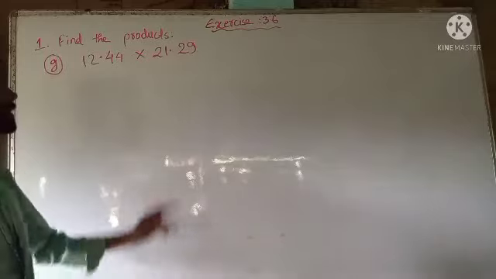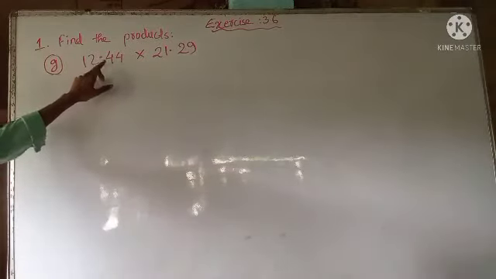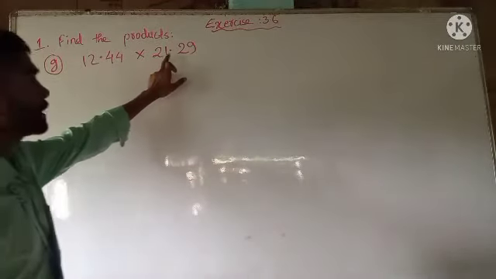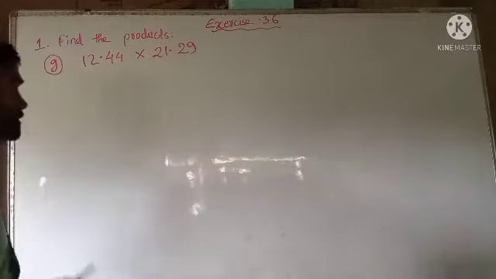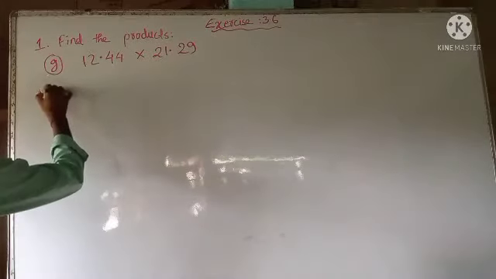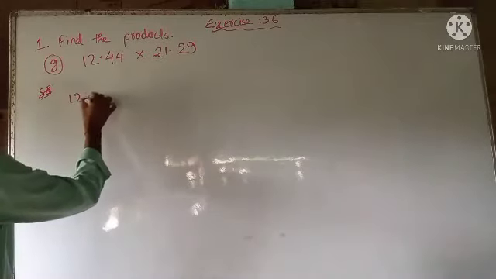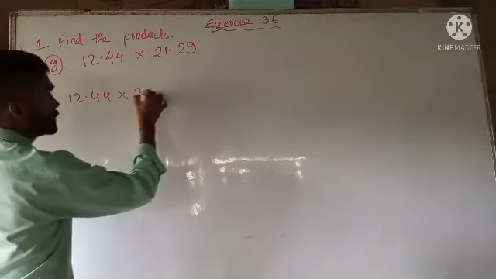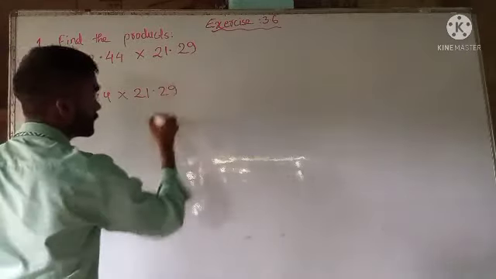Now let me show you one more from the same, that is option number G. So option number G here, that is 12.44 into 21.29. So let us multiply them. That is 12.44 into 21.29.